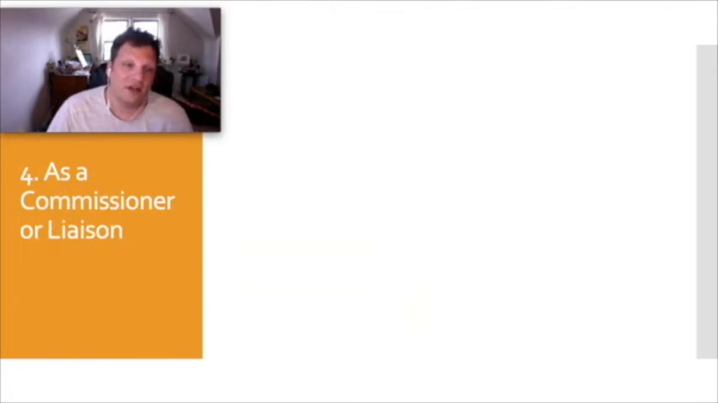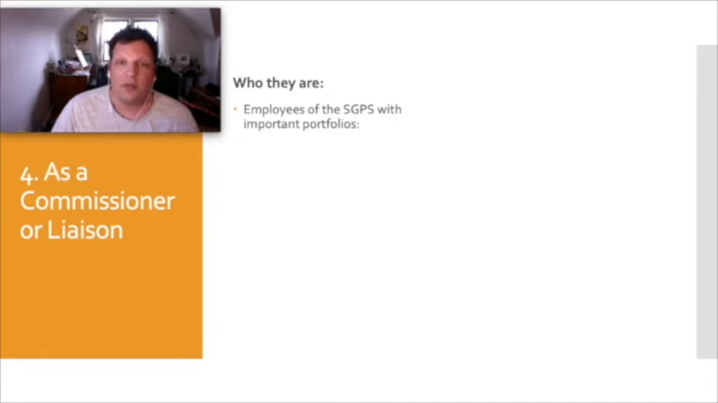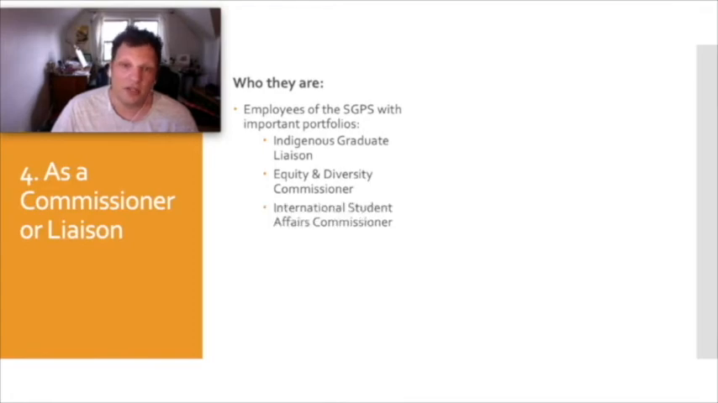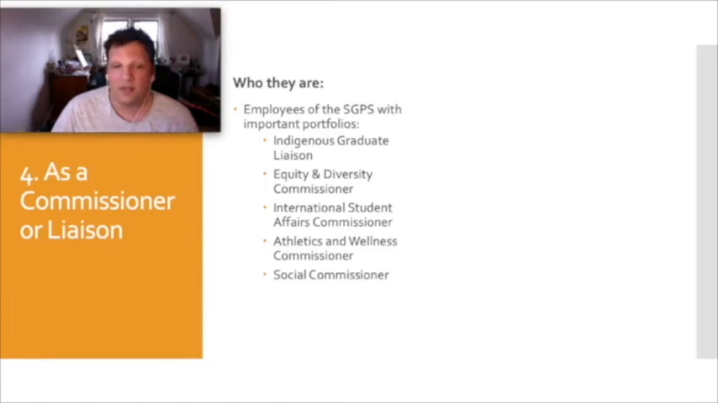Fourth way you can get involved is as a commissioner or liaison. Commissioners and liaisons are employees of the SGPS who have really important portfolios. So the Indigenous Graduate Liaison, the Equity and Diversity Commissioner, the International Student Affairs Commissioner, the Athletics and Wellness Commissioner, and the Social Commissioner all run different portfolios.